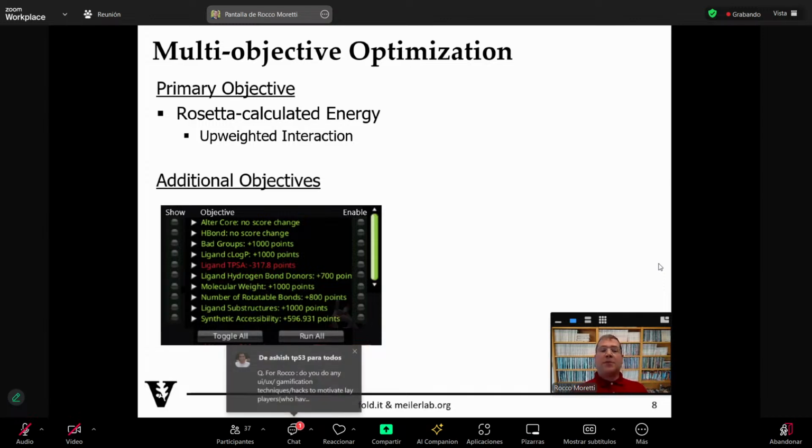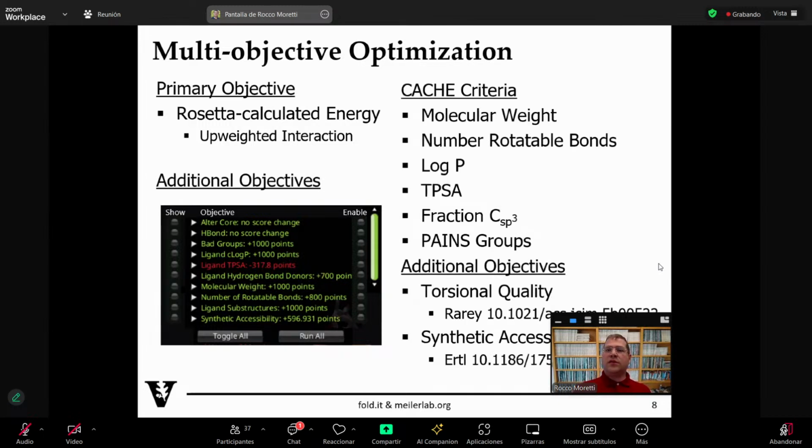And there's also an option to show what might be wrong about that structure. So highlight those atoms that might be contributing to a bad hydrogen bonding score, or the torsions that might be associated with the number of rotatable bonds. And so for the CACHE challenge, a lot of those objectives were set by the traffic light scheme that was provided by the CACHE organizers. Molecular weights, number of rotatable bonds, presence of PAINS groups.